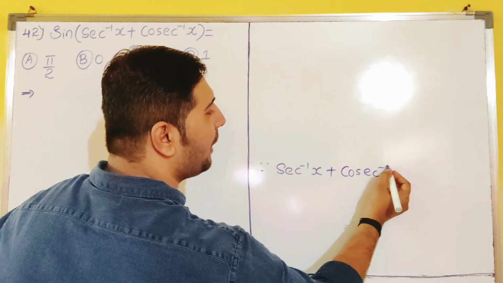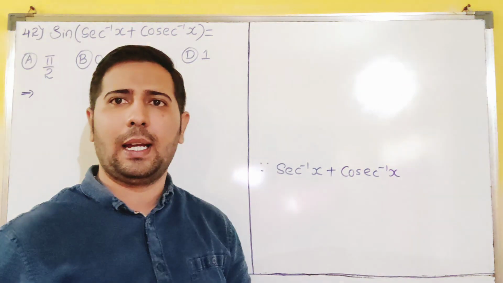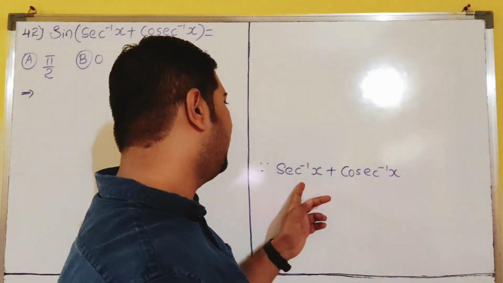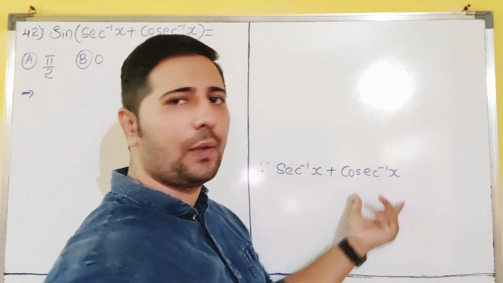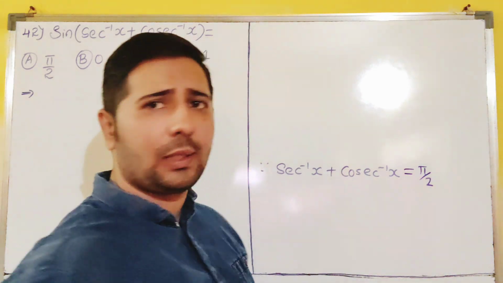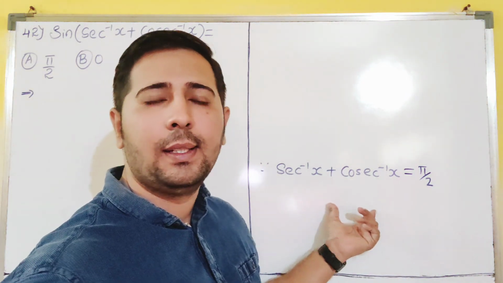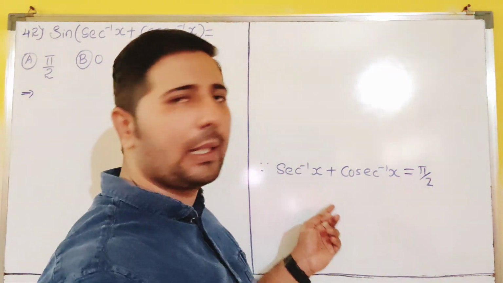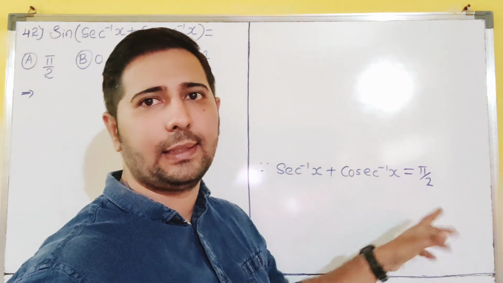Actually this is property number 4 in exercise 2.2 when we are solving inverse trigonometry. Sec inverse of x plus cosec inverse of x is equal to what? Pi by 2. Even before, I have written tan inverse x plus cot inverse x, that's also in property number 4 only. All 3 are there. One more will come: sin inverse x plus cos inverse x is pi by 2.